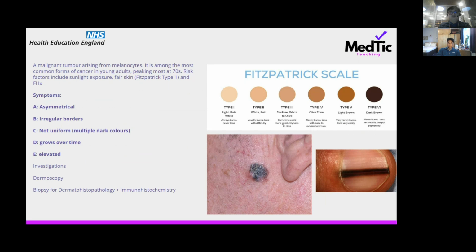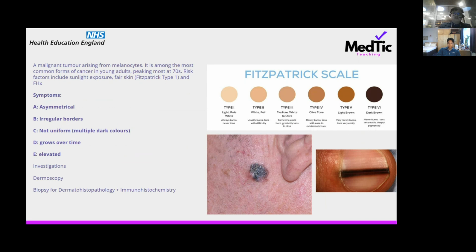They are asymmetrical, irregular, not uniform, with multiple dark colors. They change over time and they're elevated as well. And these require a biopsy. Now, the reason I put a picture of that nail is you do get melanoma from the nail in about 1% of melanoma patients, so it's something that you just need to be aware of. If someone comes in with a weird nail mark or reports it, it could be a melanoma and that needs to be investigated further.